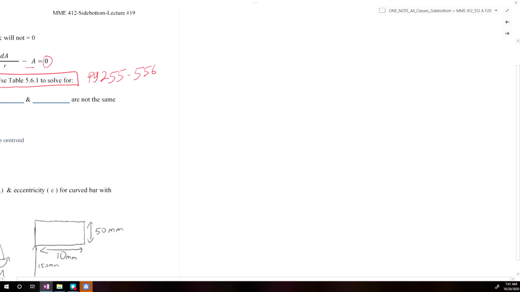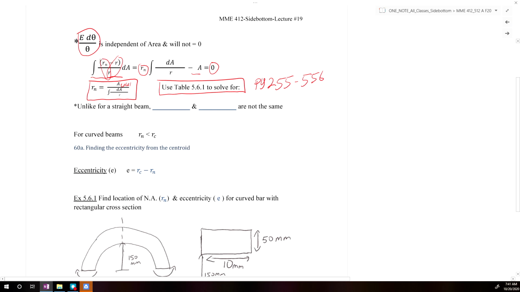So the key things for curved beams is that, unlike for a straight beam, your neutral axis will not be at the same point as your centroid. And for curved beams, your radius to your neutral axis is going to be less than your distance to the centroid.